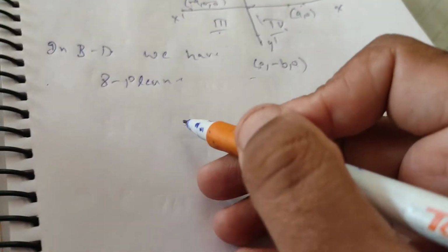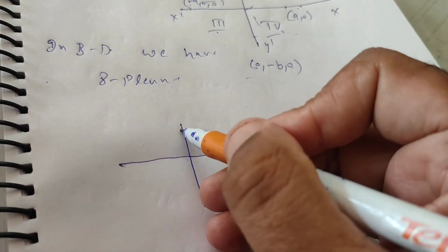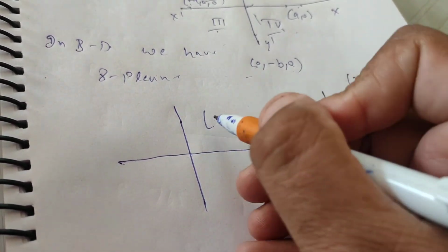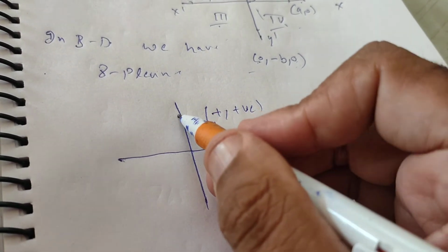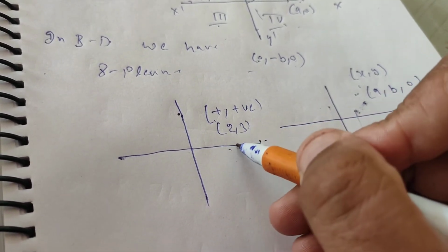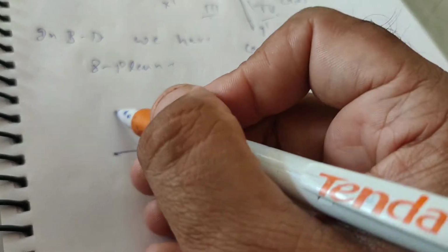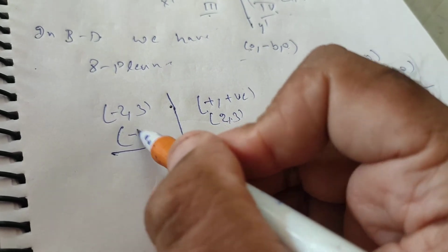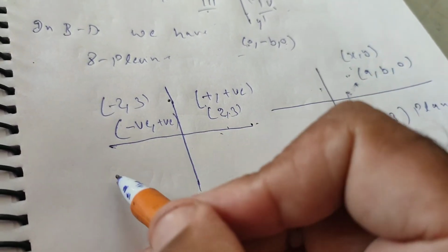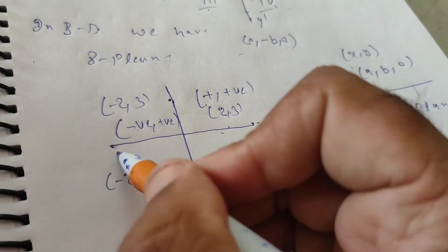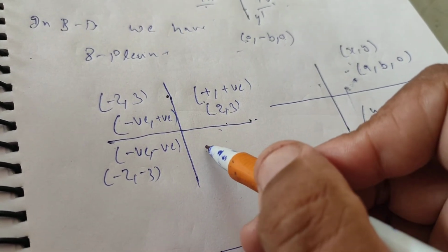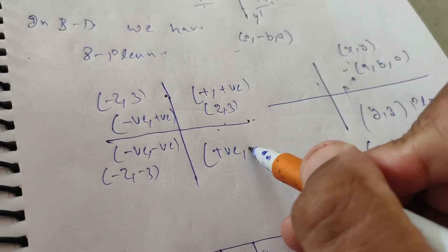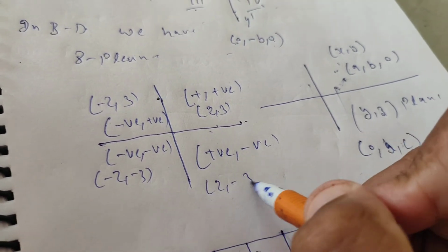Now when there are 4 quadrants, in the first the point is of the form positive, positive. Both x axis and y axis are positive, because the point is (2, 3). (2, 3) where does it lie? In the first quadrant. (Minus 2, 3) where does it lie? In the second quadrant. The point is of the form negative, positive. (Minus 2, minus 3) is in the third quadrant, the point is of the form negative, negative. And in the fourth quadrant, the point is of the form positive and negative, that is (2, minus 3).